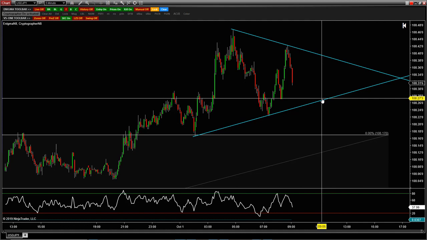A breakout in what direction? No real bias one way or the other. If I had to pick a bias, I would say bearish, just because of the fact that we haven't broken structure. But typically these patterns are pretty neutral.